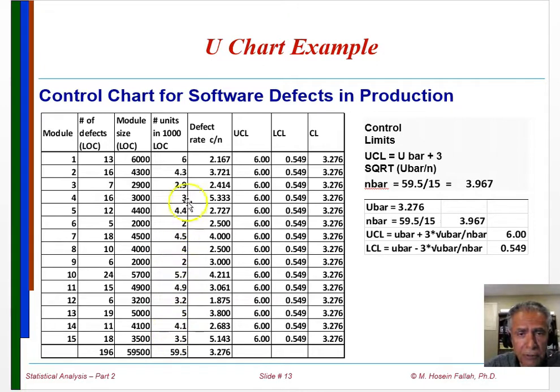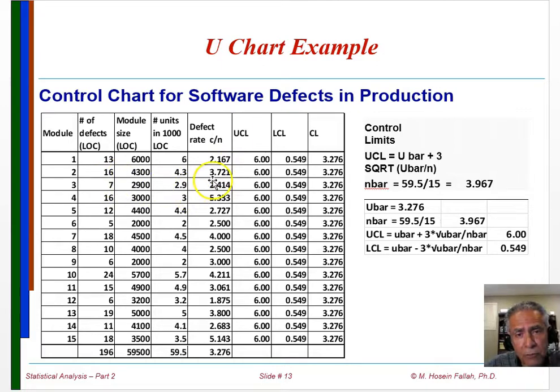So I'm getting the number of standard units per module in here, and the total of that is 59.5. And then I'm going to get the defect rate per standard unit. So here I had 13 defects and I've got 6 units. So 13 divided by 6 gives me a defect rate of 2.167.